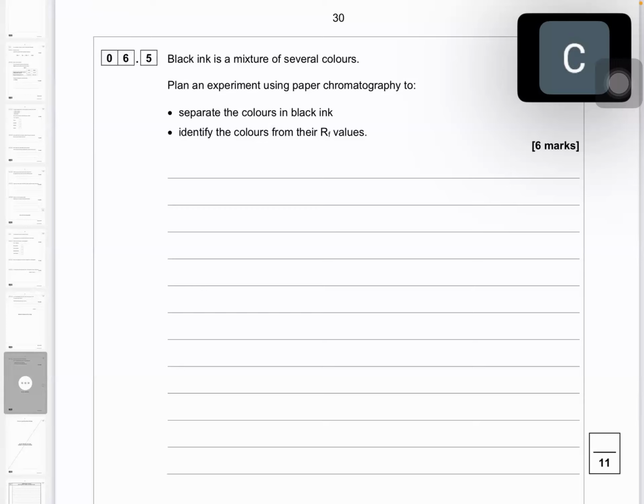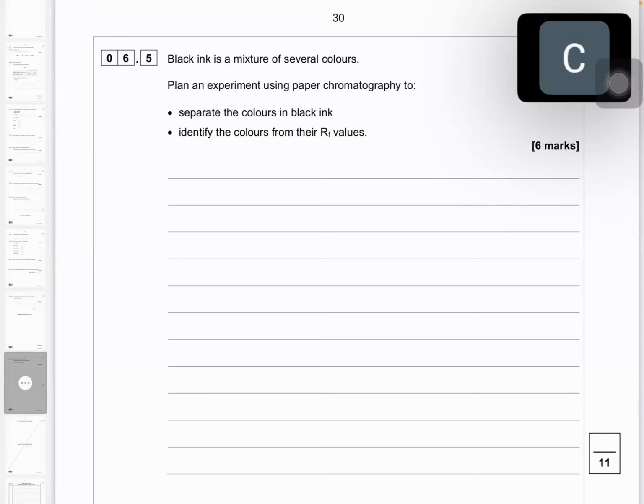It says black ink is a mixture of several colors. True. Plan an experiment using paper chromatography to separate colors in black ink and identify the colors from their Rf values. Okay, so I'm sure they will have some heavy details there.